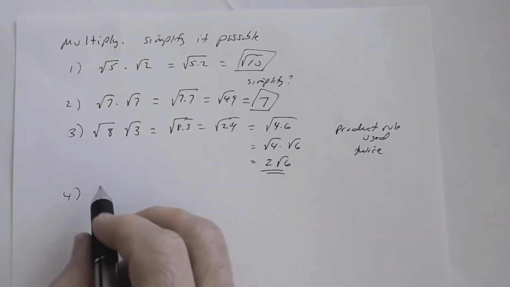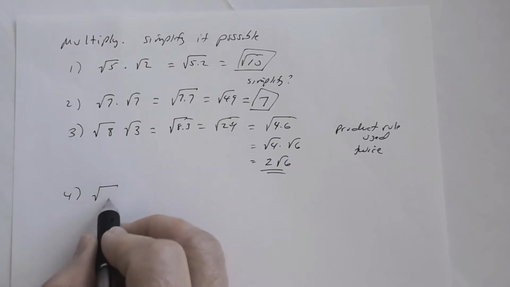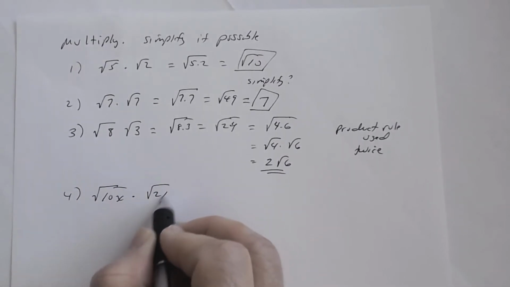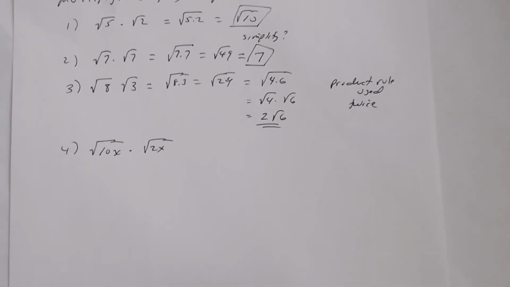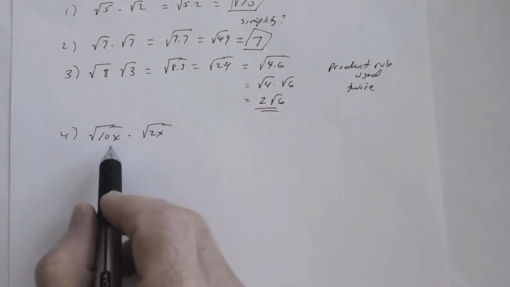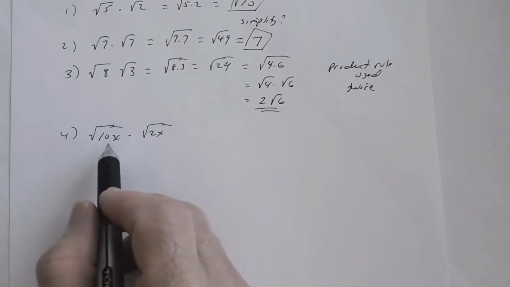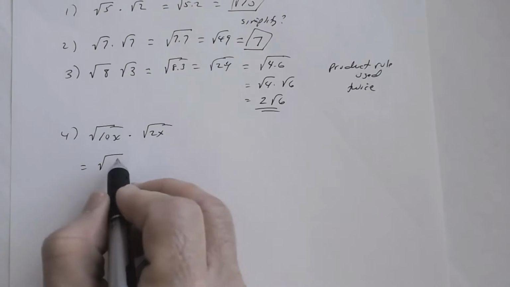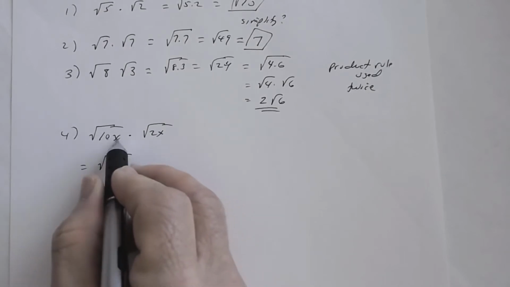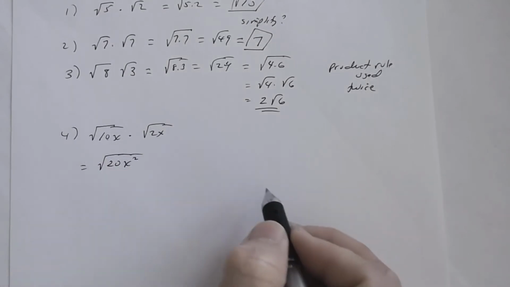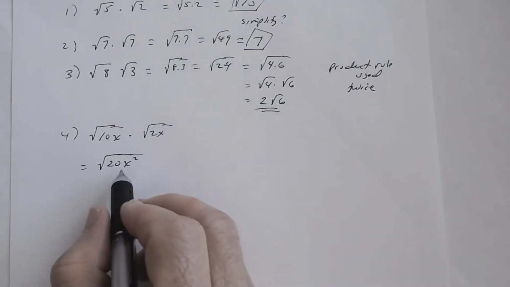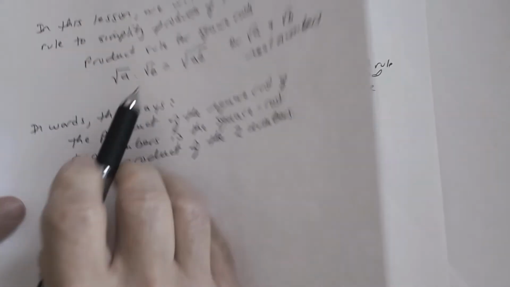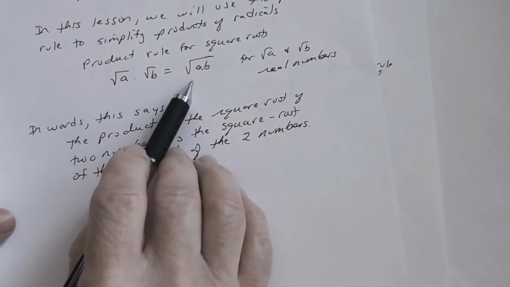Number 4, we have the square root of 10x times the square root of 2x. Using the product rule, I can write this as one square root. That's going to be the square root of 10 times 2 is 20, and x times x is x squared. Y'all agree? So this is this version of the product rule, where I wrote it as one square root.